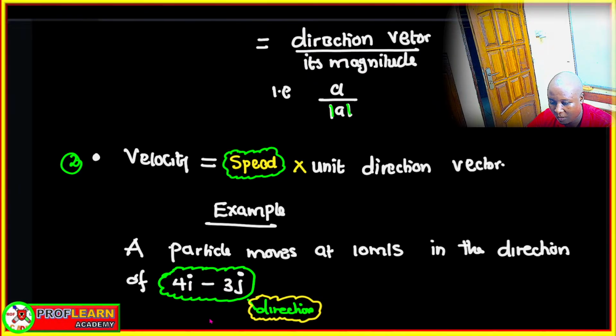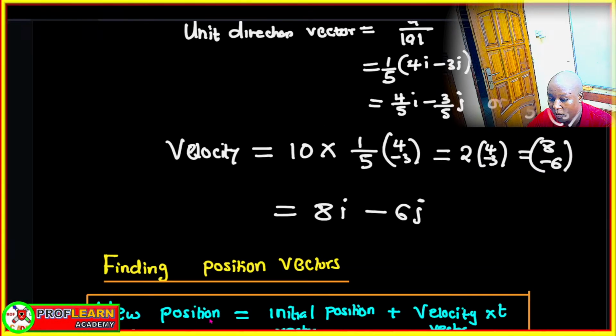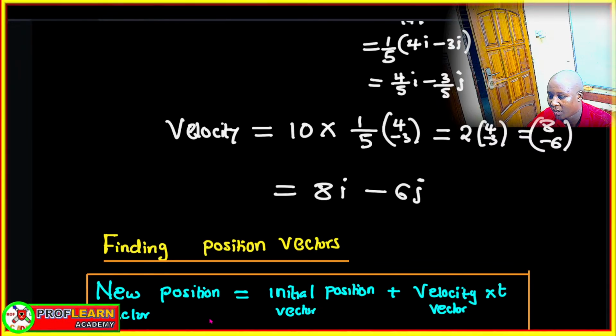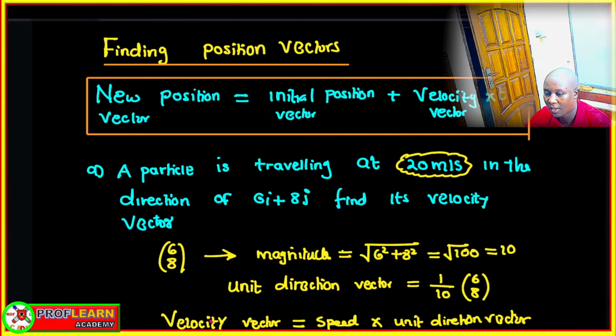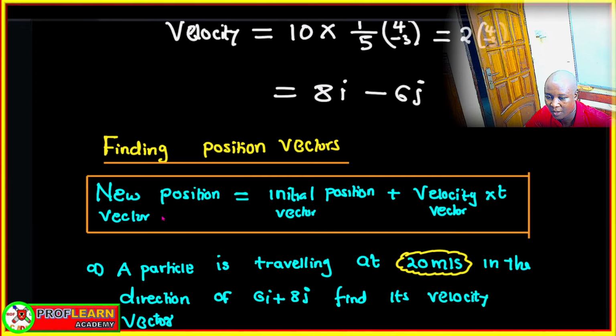All right, once we've done that, let's see now. Once we have obtained that, finding position vectors is another important area that you need to understand. What you need to understand is that the new position vector is equal to the initial position plus the velocity vector times the time taken. So for instance, if a particle is traveling at 20 meters per second in the direction of this, find the velocity vector. Already we have worked out a question like that, but now I want to check how you find a new position after some time.